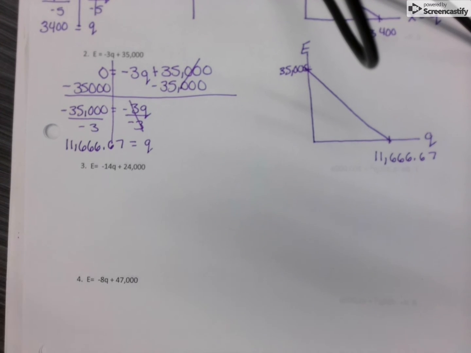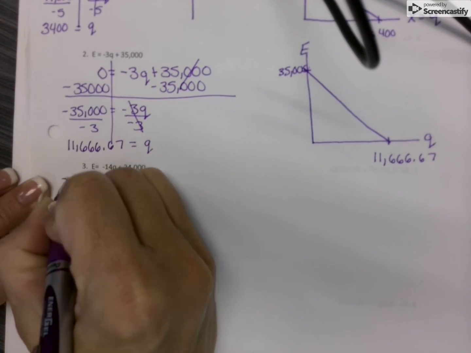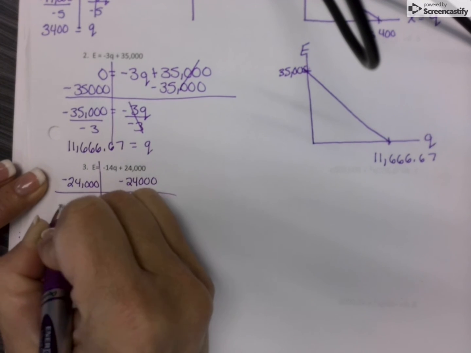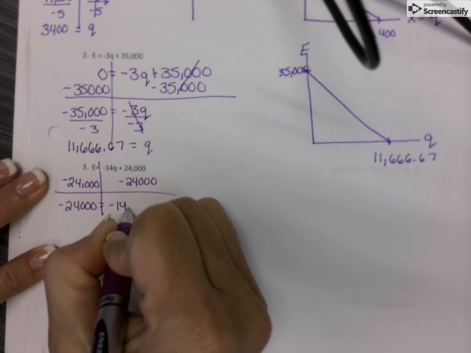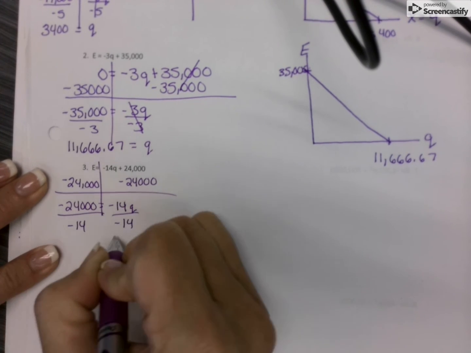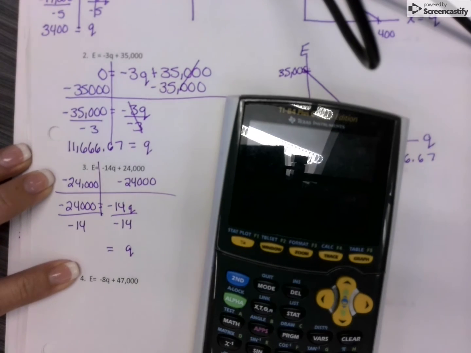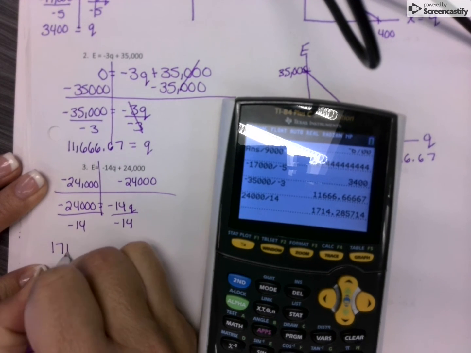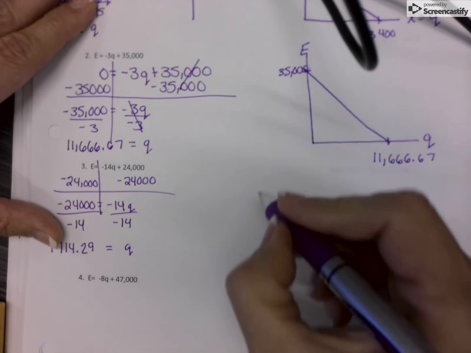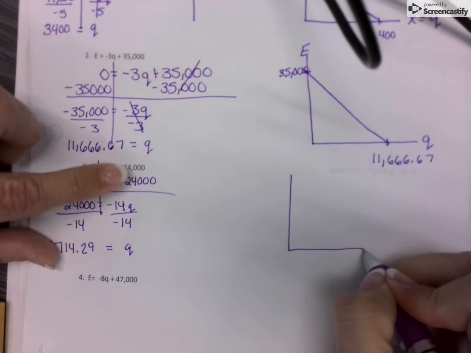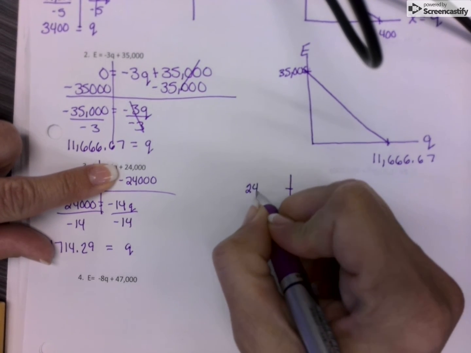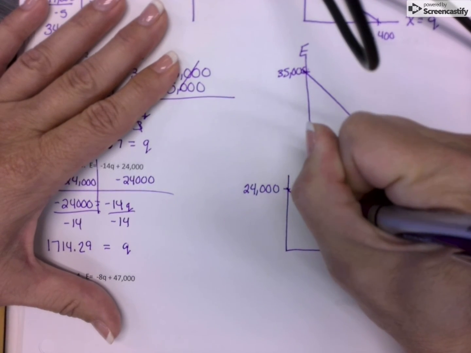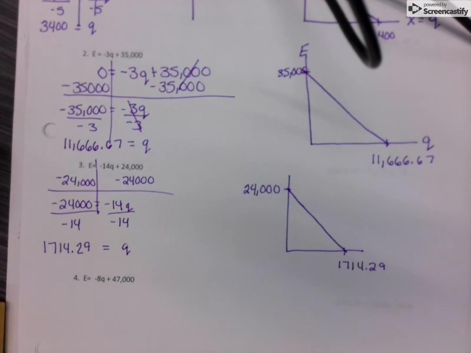All right, hopefully you're done with 3 and 4. So on number 3, I'm just going to subtract 24,000 from both sides of the equal sign. And we get negative 24,000 equals negative 14Q. Divide by negative 14, and I get Q equals $1714.29. Somebody verify? Yes, thank you. So this is always going to be our y-intercept. So I have 24,000 is here, 1714.29. 2 points make a line. This will make sense when we get the other graph on here.